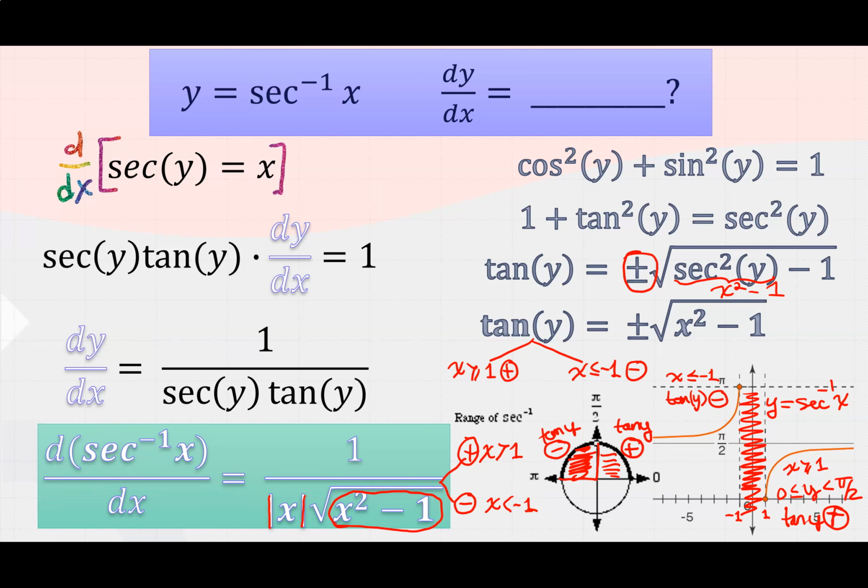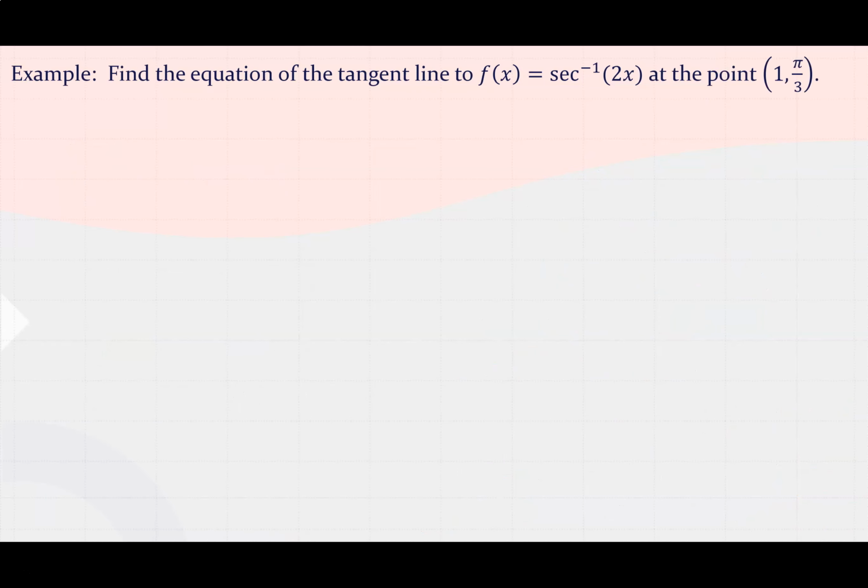So that is the derivative of inverse secant of x. Remember, the derivative of inverse secant of x depends on the value of x. And these are the intervals that we need to look at. And that's going to tell you if the answer is going to be negative or positive. Okay, let's take a look at an example here. Find the equation of the tangent line of f of x is equal to inverse secant of 2x.